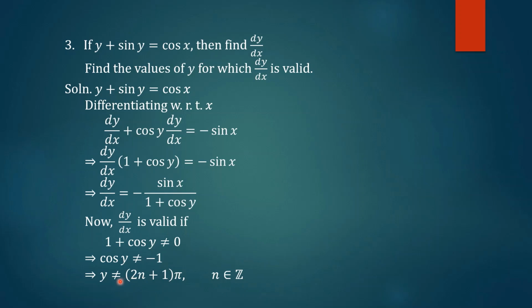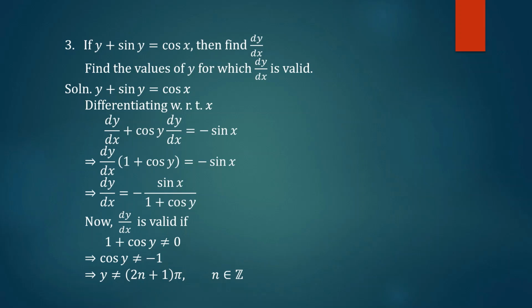That means y cannot be equal to pi. If n is 0, then y is pi. Similarly, y cannot be equal to 3 pi, 5 pi, 7 pi, that is, odd multiples of pi. In the same way, if you take n equal to minus 1, it is minus pi, minus 3 pi, minus 5 pi. Those values y cannot take, and any other value y can take. So this completes the solution of the problem.